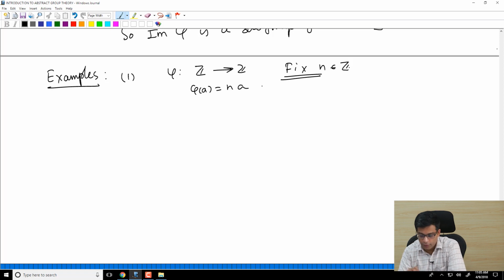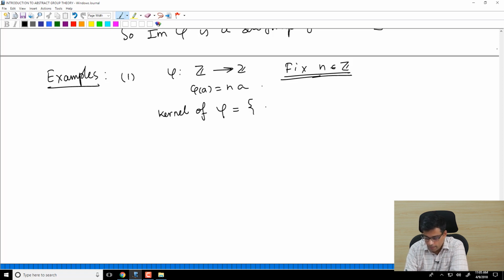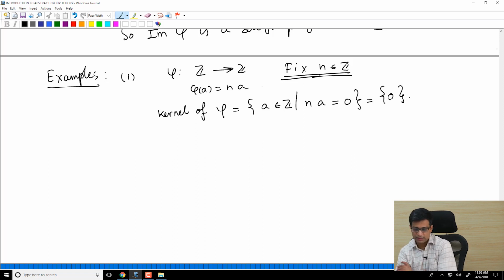This is the first example of a group homomorphism that we studied. You fix an integer n and send an integer a to n times a. The kernel of phi is all integers a such that na is 0, because 0 is the identity element of Z, but this is precisely a = 0. So the kernel is just 0.